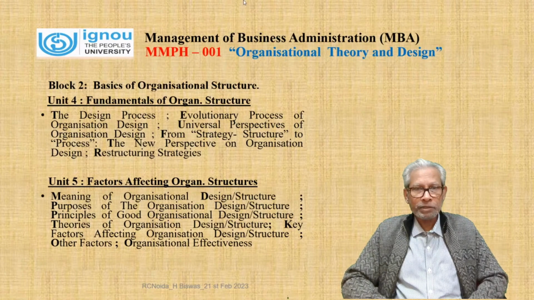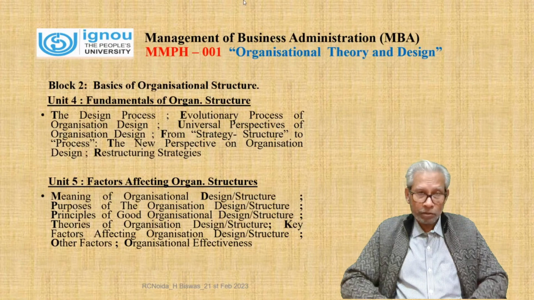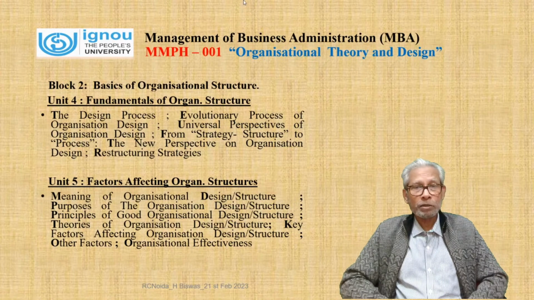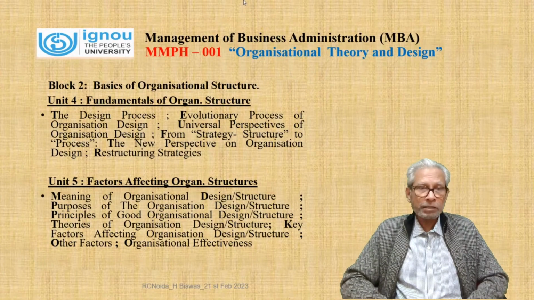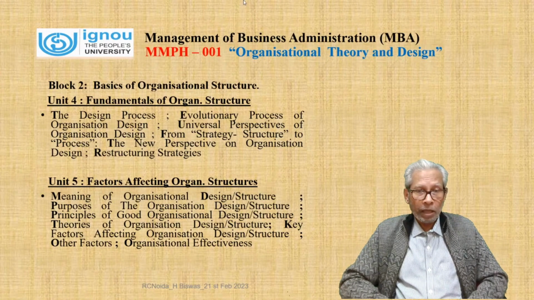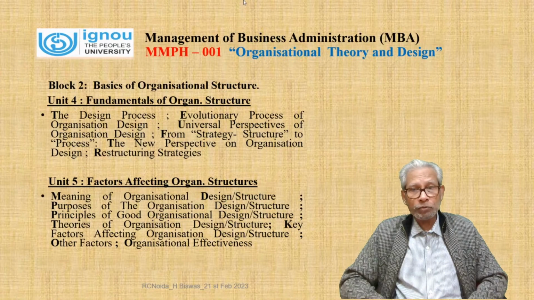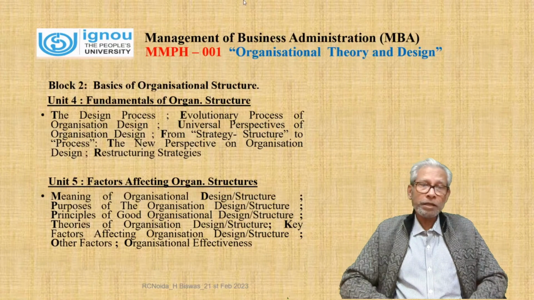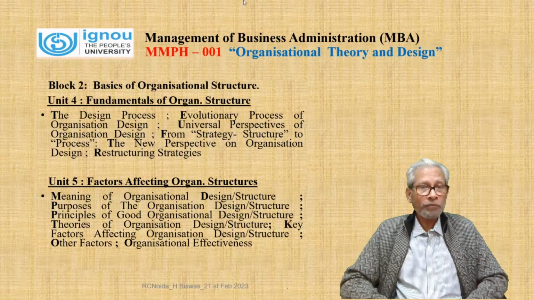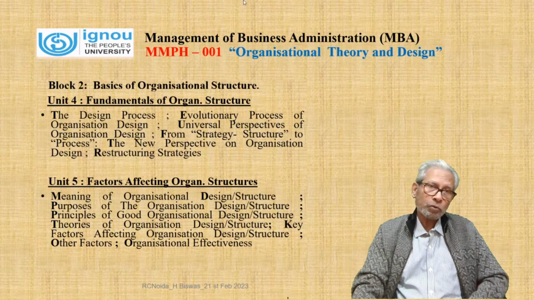Unit 5 covers the factors affecting organizational structures. While structuring a company, some factors will affect it. You have to list out what the factors are, and then how to reduce their effect. There are key factors affecting organizations that you have to list, and see how best you can improve the effectiveness of organizations. These 2-3 aspects are very important, so you have to go through them.